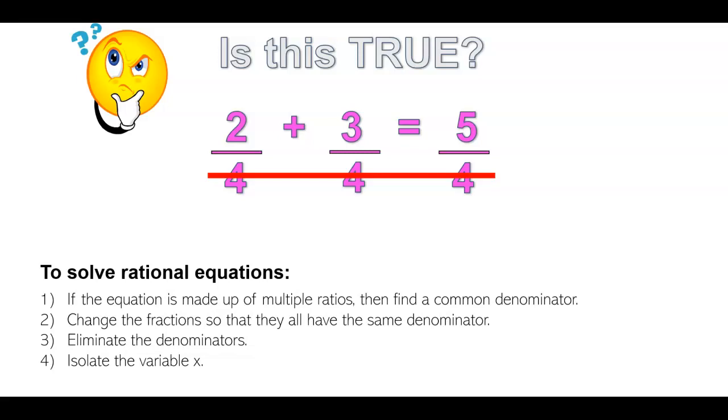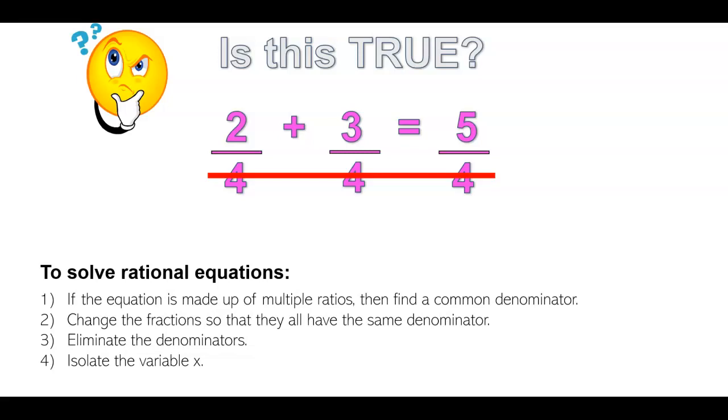Here's an example of adding fractions in an equation. Is the top correct? 2 plus 3 equals 5. So the same thing would be true even if it was all divided by 4. Here's the general idea. If you have fractions in an equation and all the bottom denominators are the same, you basically just eliminate the bottom. That's what it says here.